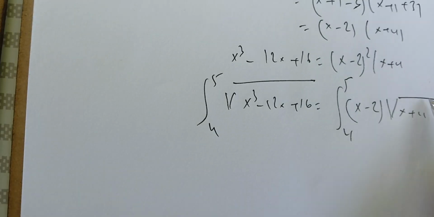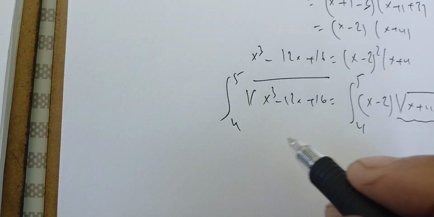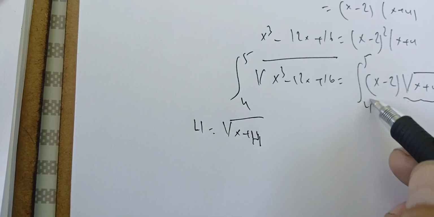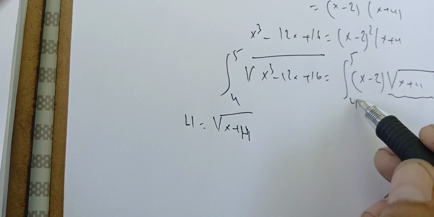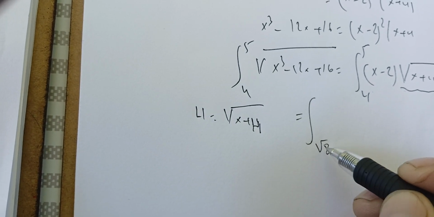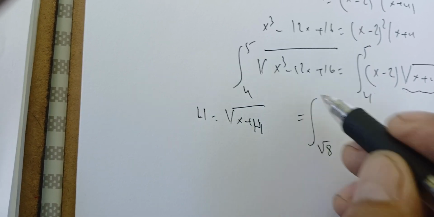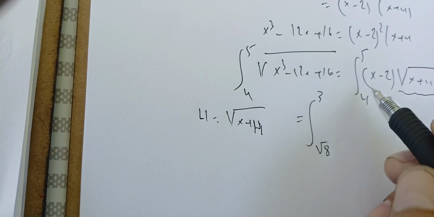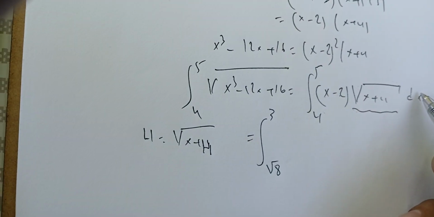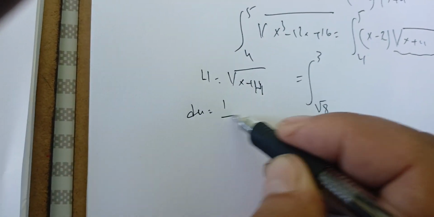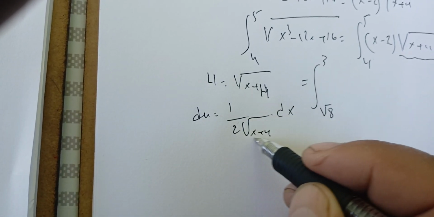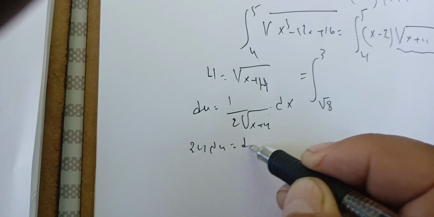Now to get rid of the square root, I'm going to use a change of variable. Let u be the square root of x plus 4. I will change the upper and lower limits. When x is 4, u is going to be square root of 8. When x is 5, u is going to be 3. I need to change x minus 2, and this one is u. And I need to find dx. du is 1 over 2 square root of x plus 4 dx, and this is just 2u. So dx is 2u du.